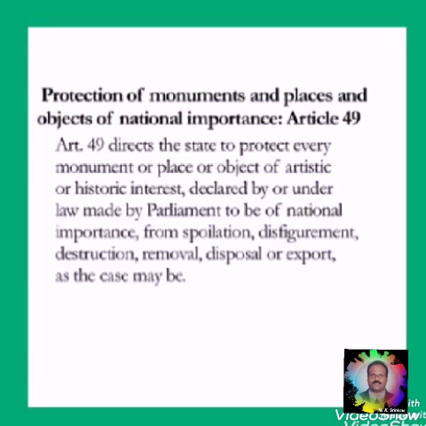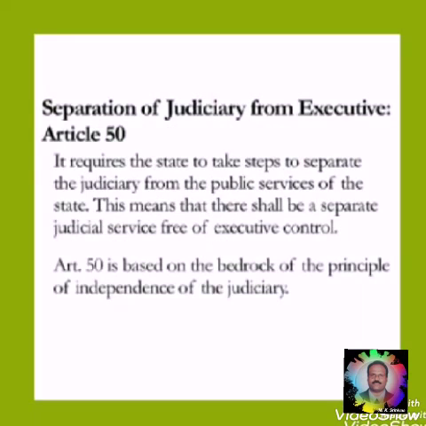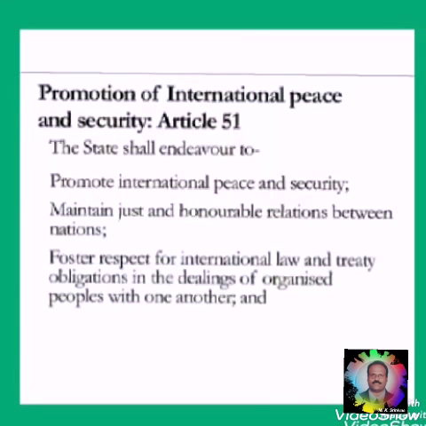And Article 49 is very much clear that we have to protect our historic monuments, and we have to see history as our footprints to follow. Now, separation of judiciary from executive, Article 50. It requires the state to separate the judiciary from the public services of the state. This means that there shall be a separate judicial service free of executive control. Article 50 is based on the bedrock principle of independence of the judiciary.